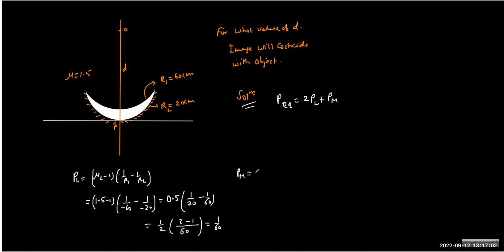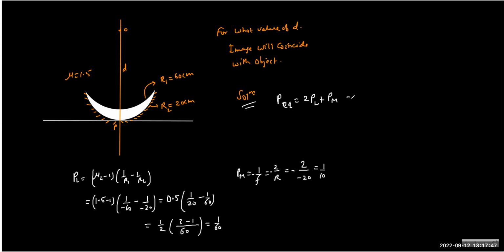And for the mirror, we know the power is 1 by F, and F is R by 2, so now it becomes 2 by R. Now if you substitute the value, R will be minus 20 here. You can see again the answer is positive because both are converging systems. We know that a concave mirror is converging and a convex lens is converging.